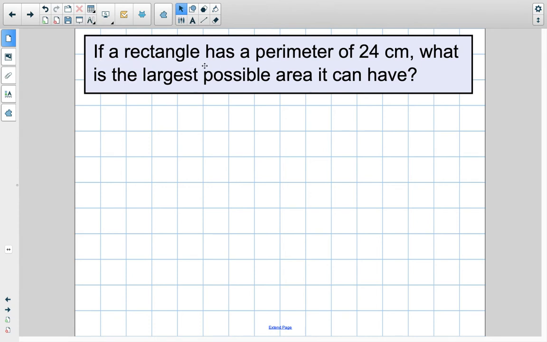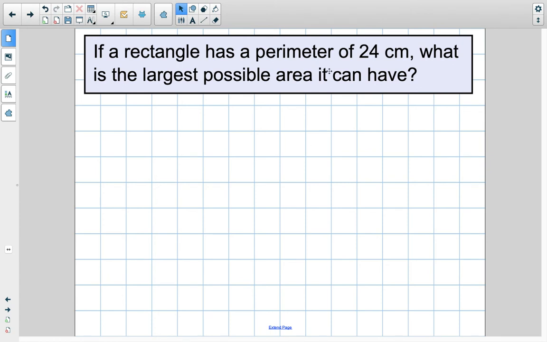If a rectangle has a perimeter of 24 centimeters, what is the largest possible area it can have? All right, so perimeter of 24 centimeters, what is the largest possible area it can have? So I have to think, first of all, because I haven't been given a lot of information here. I know it's a rectangle, and I know a rectangle has opposite sides that are of equal length. And I know that all the way around the rectangle is 24.